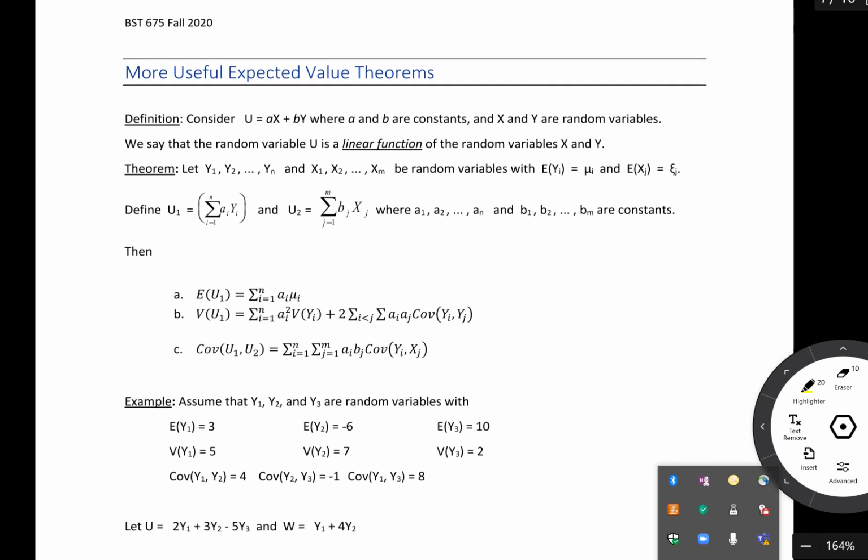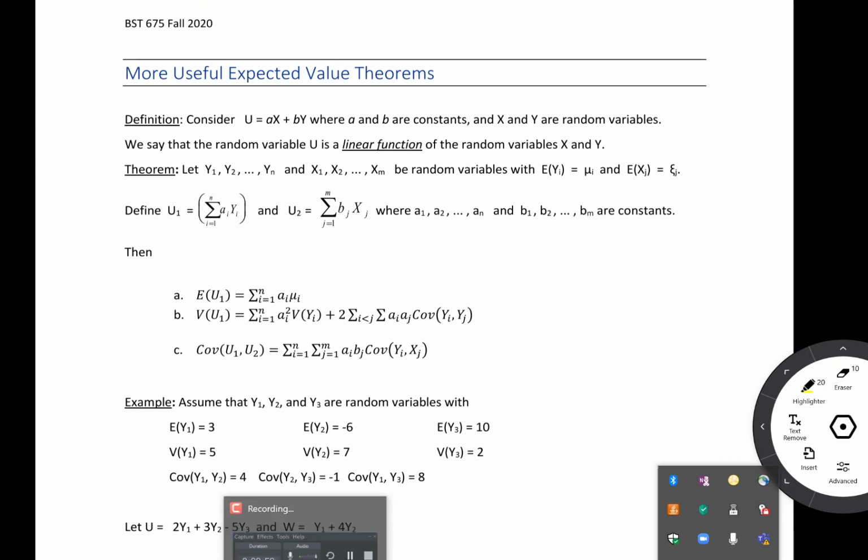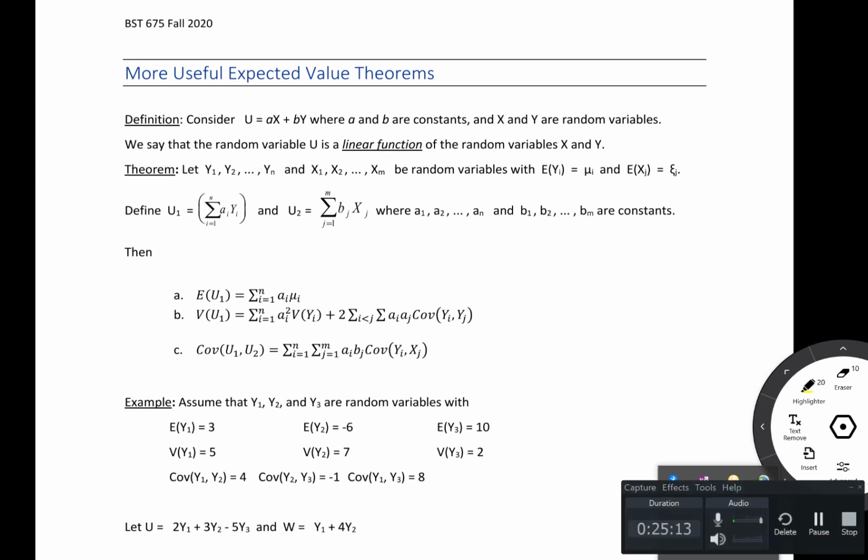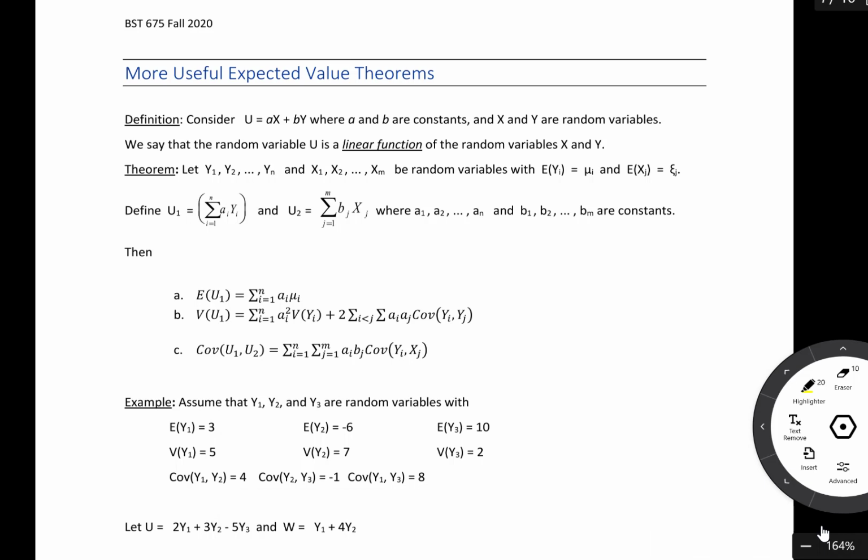All right, we've got some more useful expected value theorems. So let's look at some of these theorems. We're going to start actually here with a definition. We're going to define u to be a function of two random variables. It's going to be the sum of those two random variables where each of them is multiplied by a constant. Then what we can say is that u is a linear function of those two random variables. And so the next theorem is going to deal with linear functions of random variables.